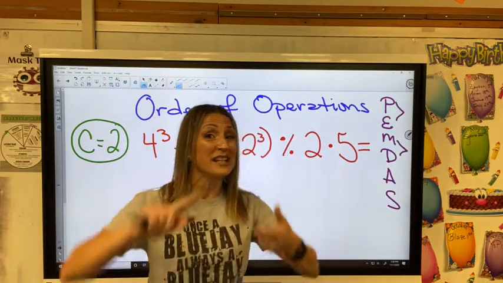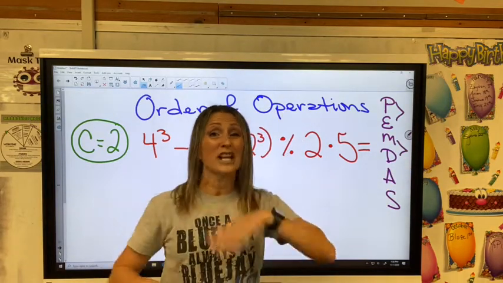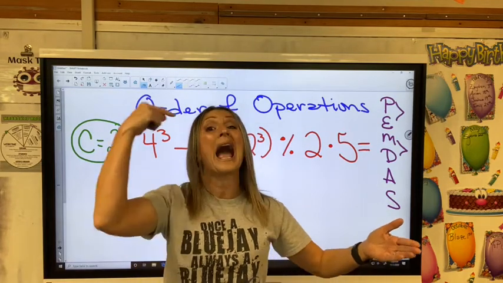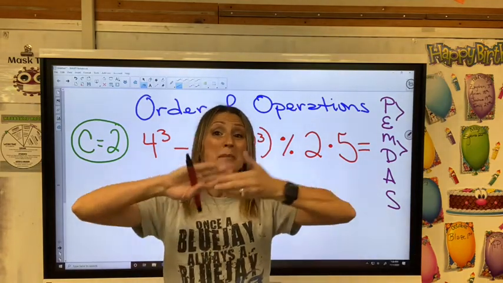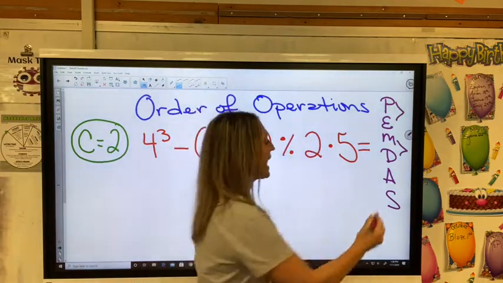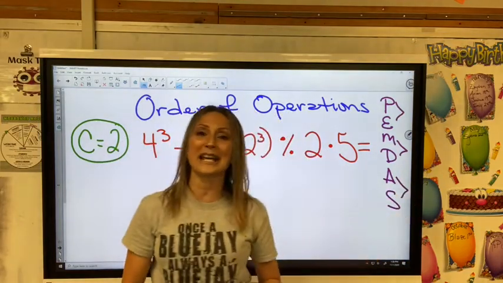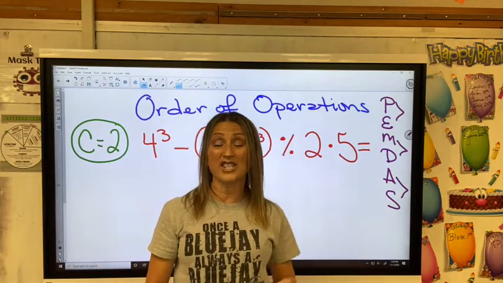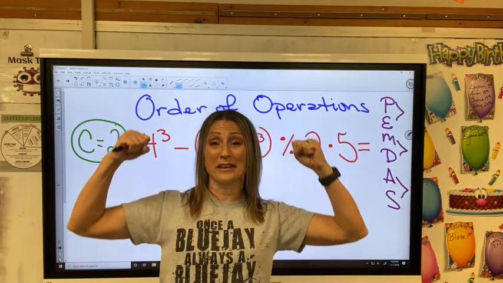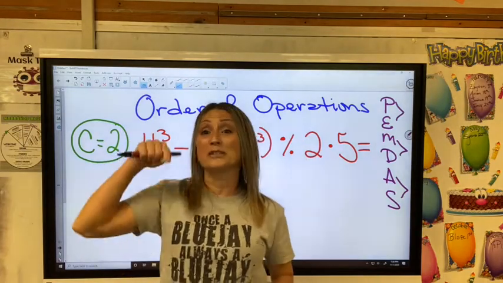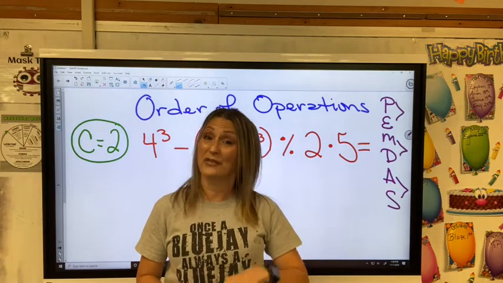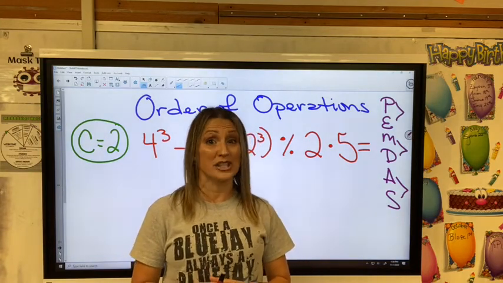Multiplication and division, they are inverse operations. So if division comes first in my problem and multiplication comes after, I'm going to do the division first because they are both at the same level of power. Then I have addition and subtraction, which again are like multiplication and division. Addition and subtraction are inverse. They have the same amount of power. So if I come to subtraction first, I'm going to do it before I do the addition if it comes after the subtraction in the problem.